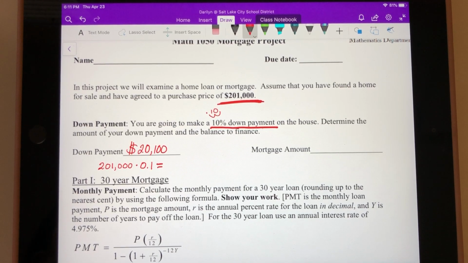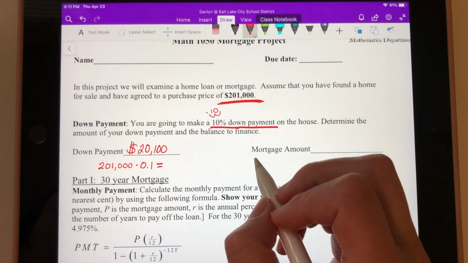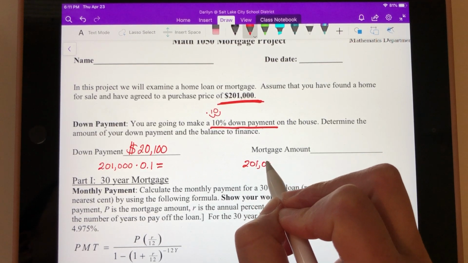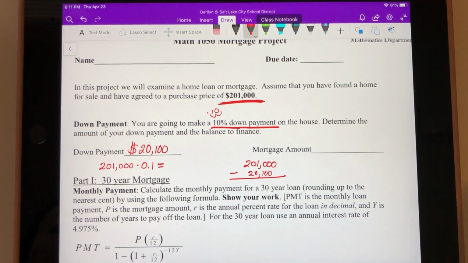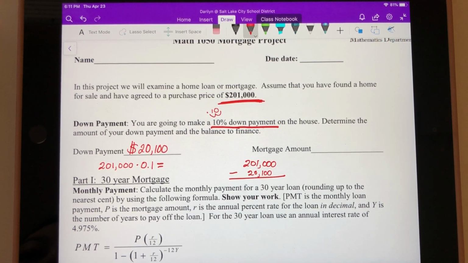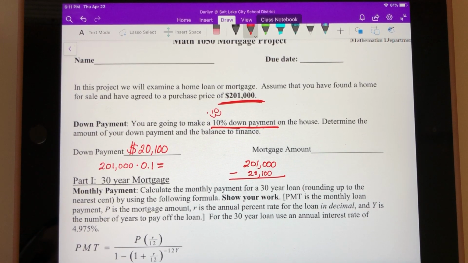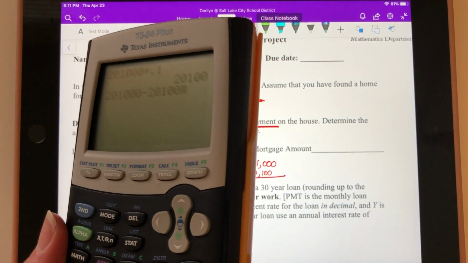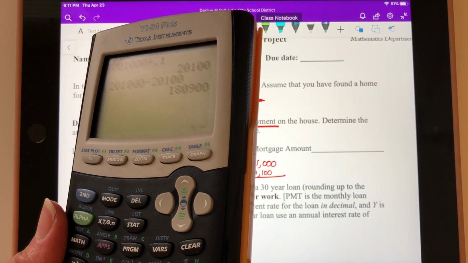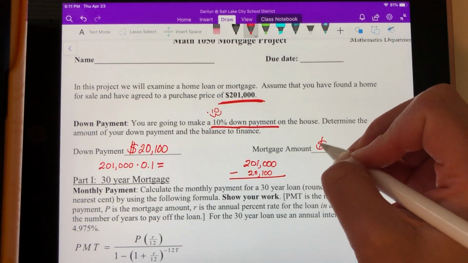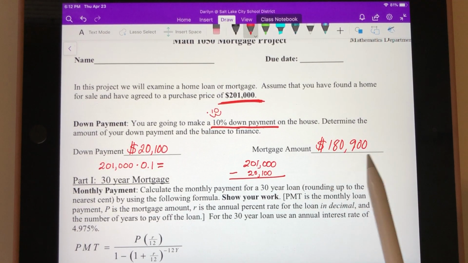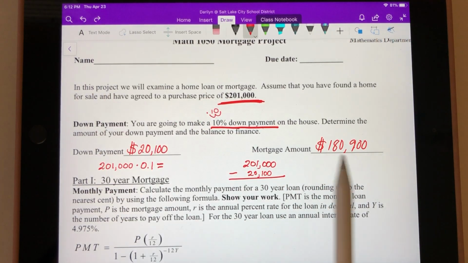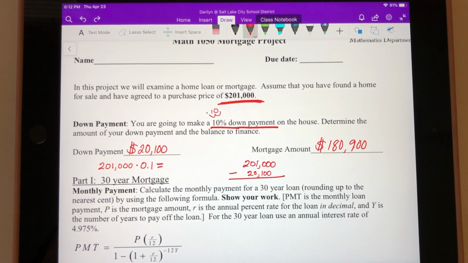Saving money is hard. Okay, so that means the mortgage amount is going to be the $201,000 minus the $20,100 down payment. So I'm going to take $201,000 minus that $20,100 down payment, and that's going to give me $180,900. So the mortgage amount is $180,900. This is the amount of money that's going to have interest come out of it. That means that $20,000 is not going to have any interest come out of it, so that's a good thing.